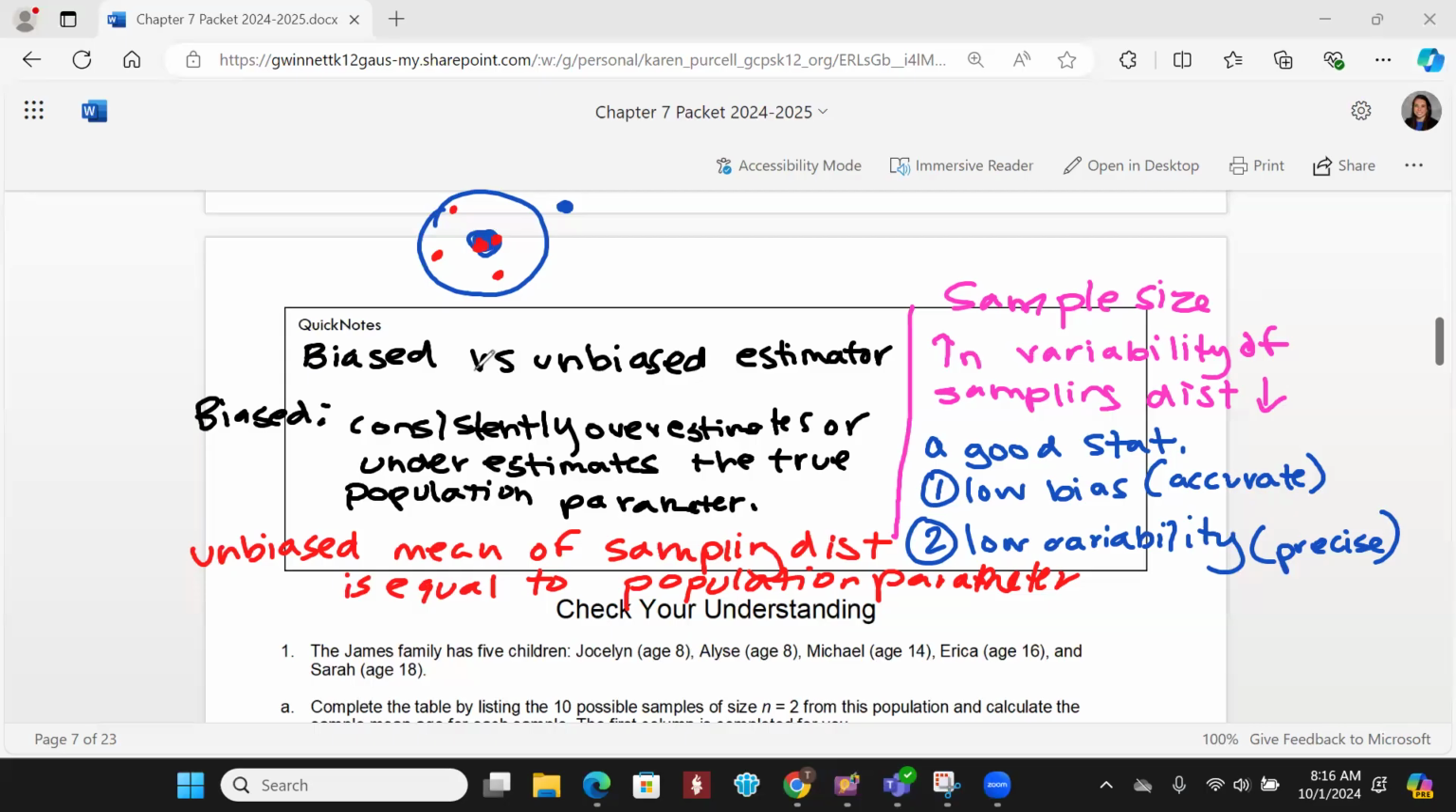That's crazy. All right, go ahead and take a look at the check your understanding. Go ahead and work through A through E. Yeah, numbers and letters, hard.